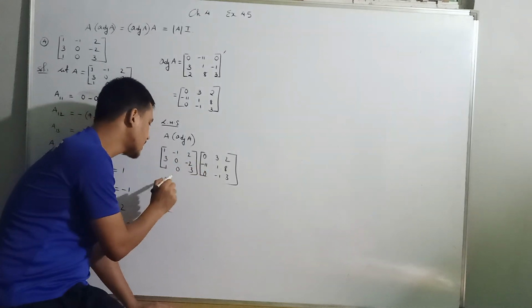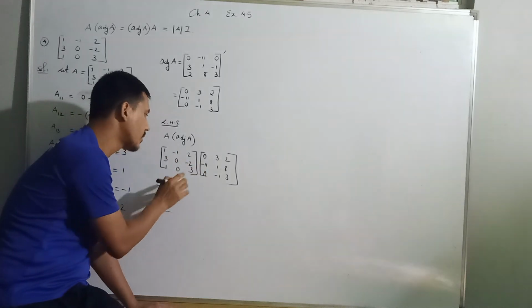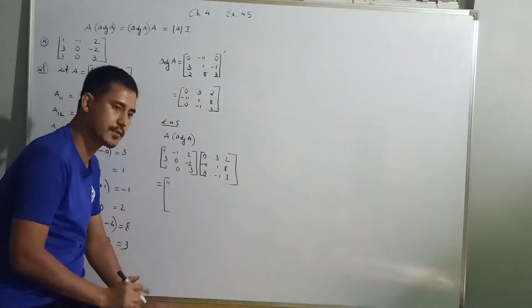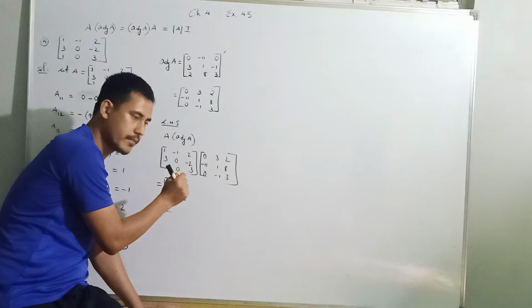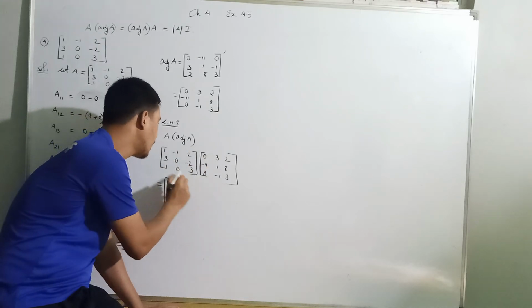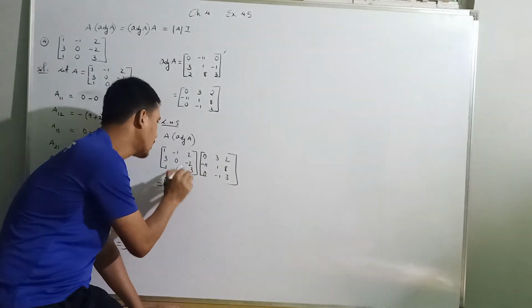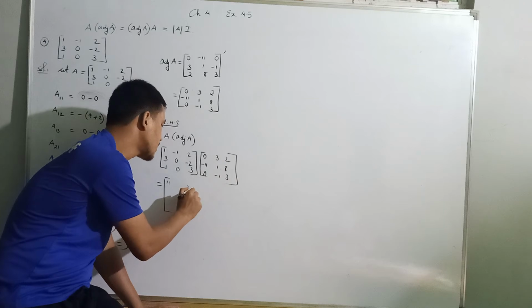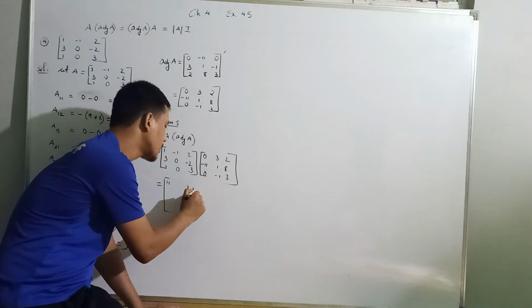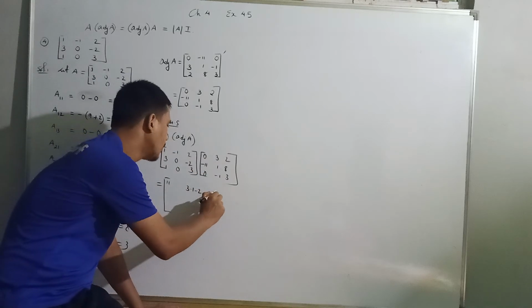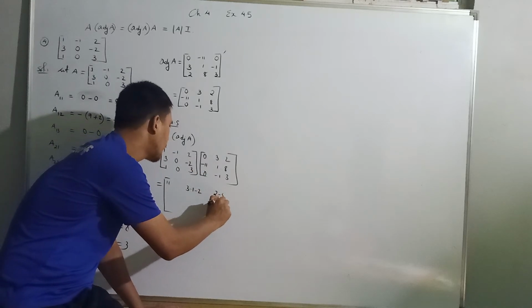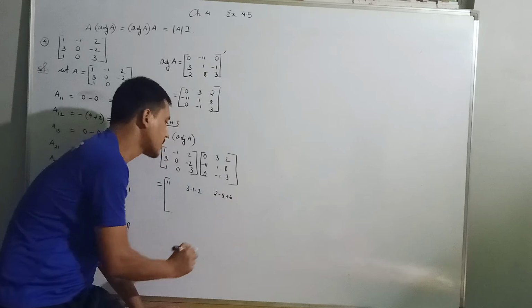Minus 1 into minus 11 is 11. Minus 2 into 0 is 0. Now first row will multiply second column. 2 into 1 into 3 is 3. Minus 1 into 1 is minus 1. 2 into minus 1 is minus 2. First row will multiply third column. 1 2 are 2, minus 8 plus 6.